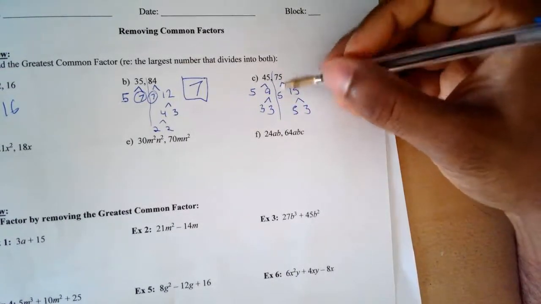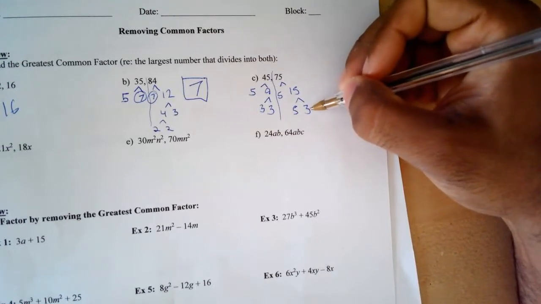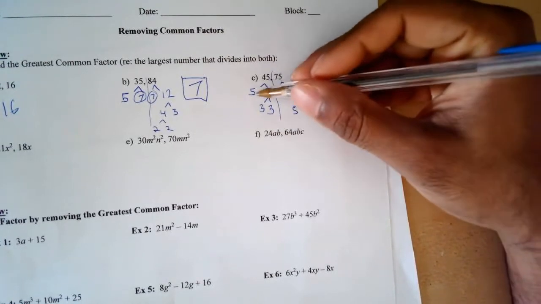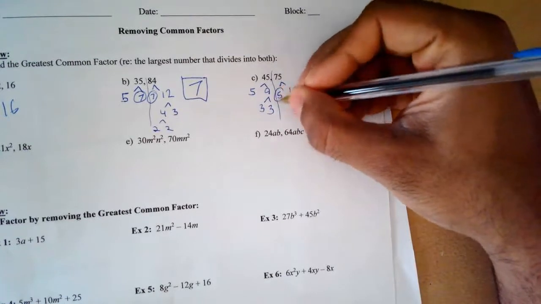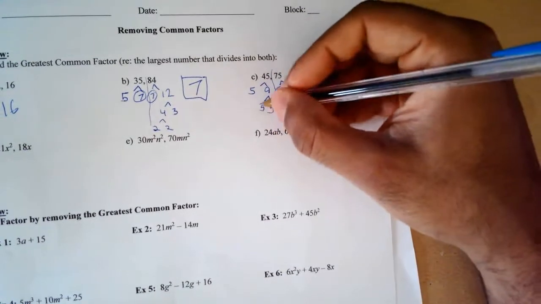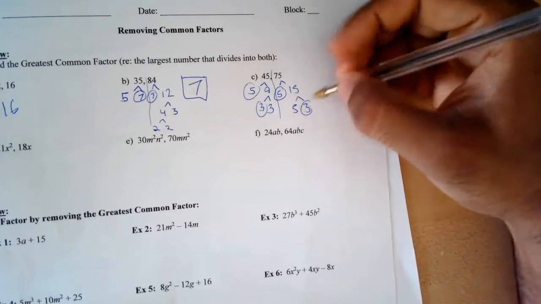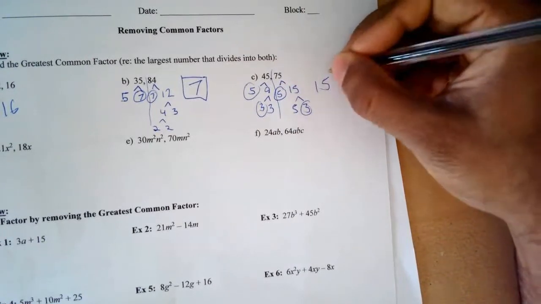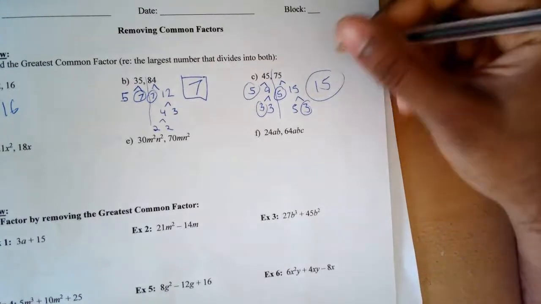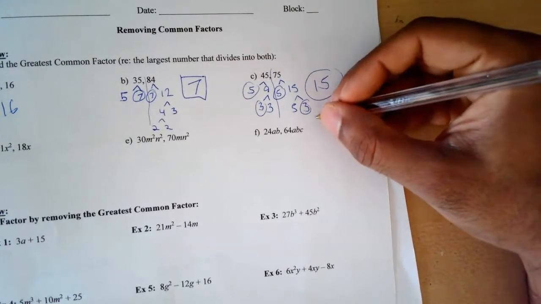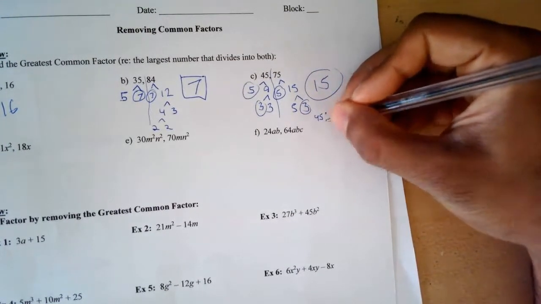So what do they have in common? We'll only look at the prime numbers. This says 5, 5, and 3. This says 5, 3, 3. So they both have a 5 and a 3. Once you do that, you can multiply those two together. 5 times 3 is 15, all right? So that's that method. You could have also obviously just done 45 and then started listing them, right?